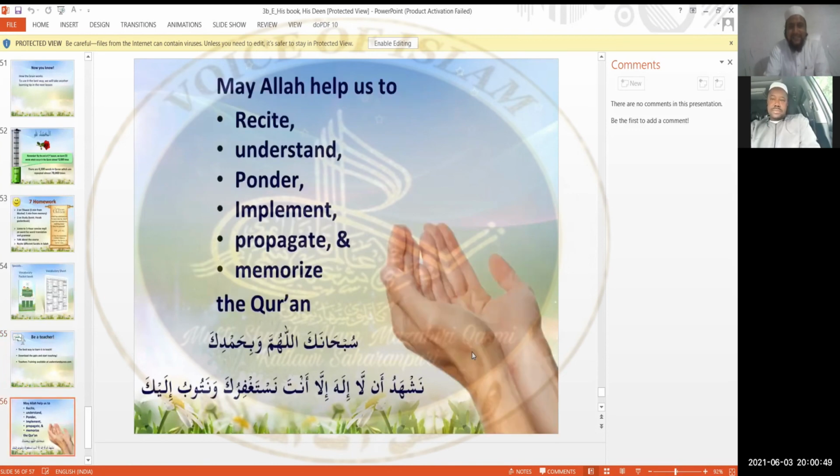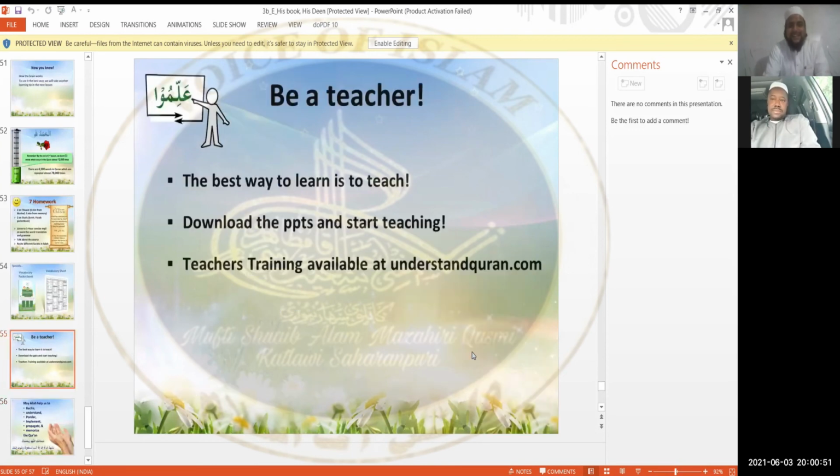So the easy way to learn is to be a teacher. Be a teacher for yourself and for the people around you. Teach them, hey, come here and listen to me carefully. You know, Rabbuhu means his Rabb, and Rabbuka means your Rabb. Do you know the meaning of your watch in Arabic? This is Sa'atuka. And your pen in Arabic? This is Qalamuka.